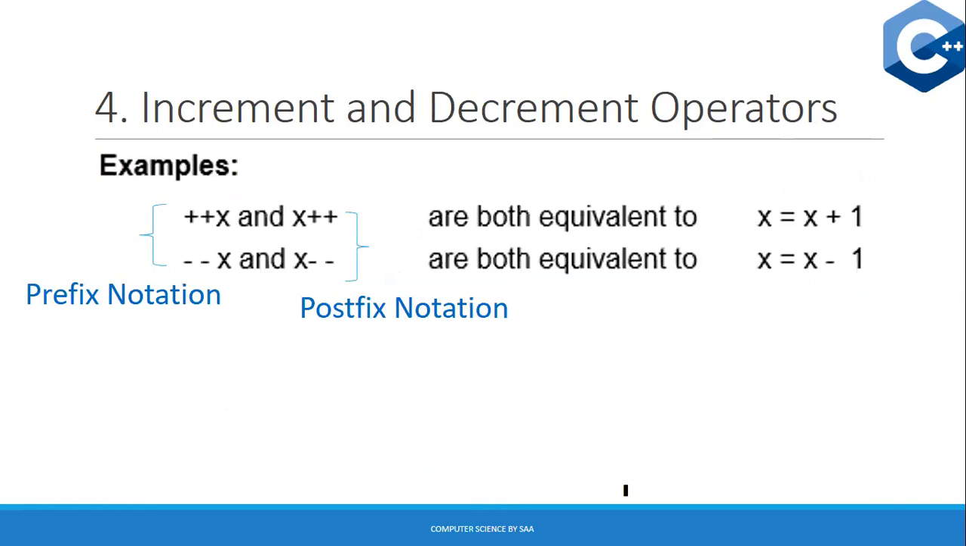These increment and decrement operators can be used in two ways, like ++x and x++. We can use the increment operator before the variable, and we can also use it after the variable. When we use the operator before the variable, this is the prefix notation. And when we use the increment or decrement operator after the variable, this notation is known as the postfix notation.